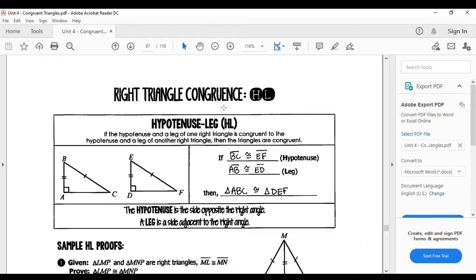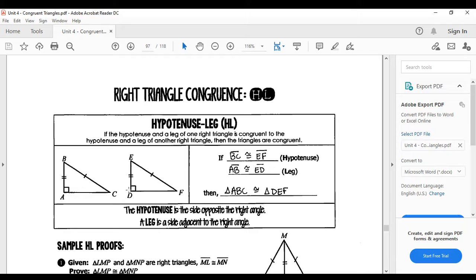So with the hypotenuse leg proof, you can see the information right here, and you'll want to fill in these blanks. We're basically saying if the hypotenuse and a leg of a right triangle are congruent to the hypotenuse and a leg of another right triangle, then the triangles are congruent. When you see a right triangle, here are two examples. You have the right angle, and that's what makes it a right triangle.